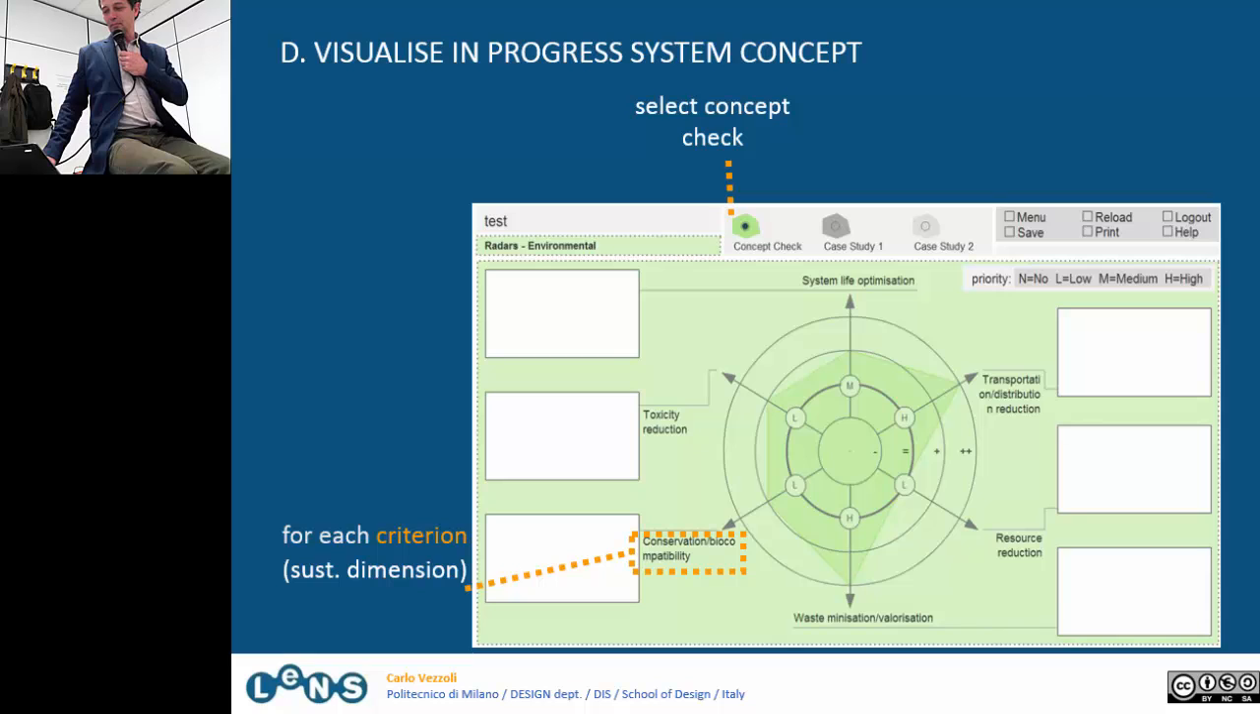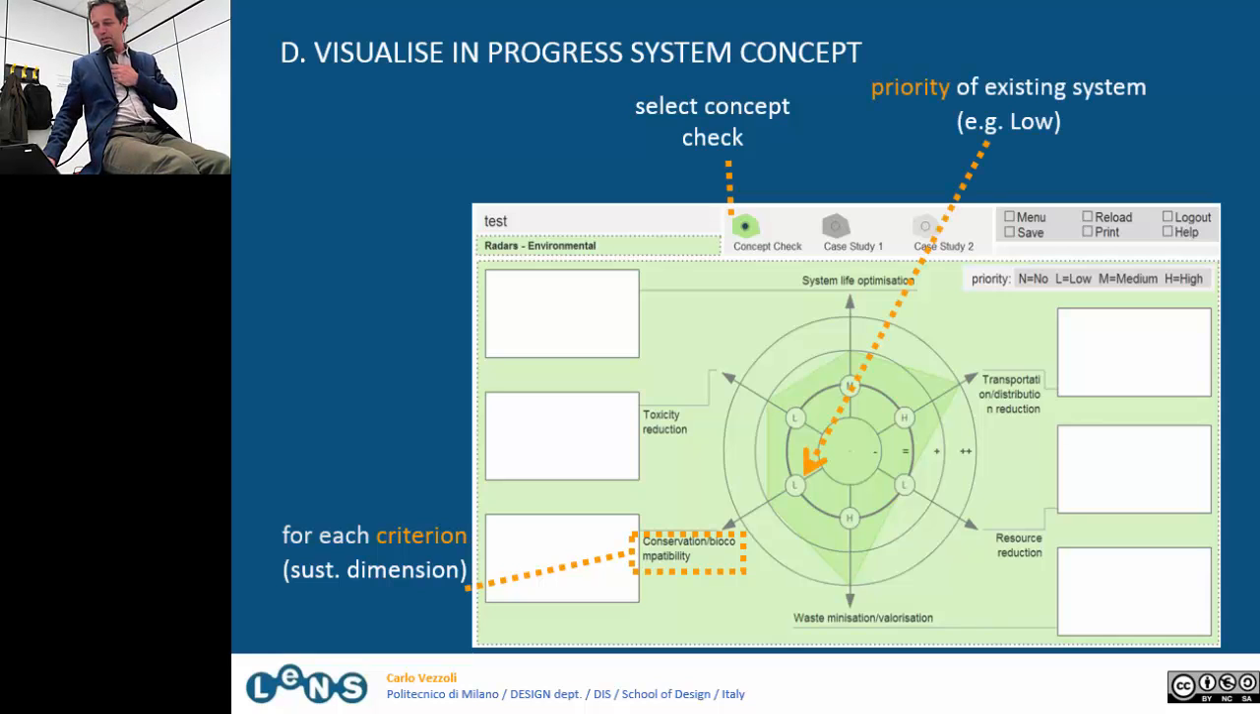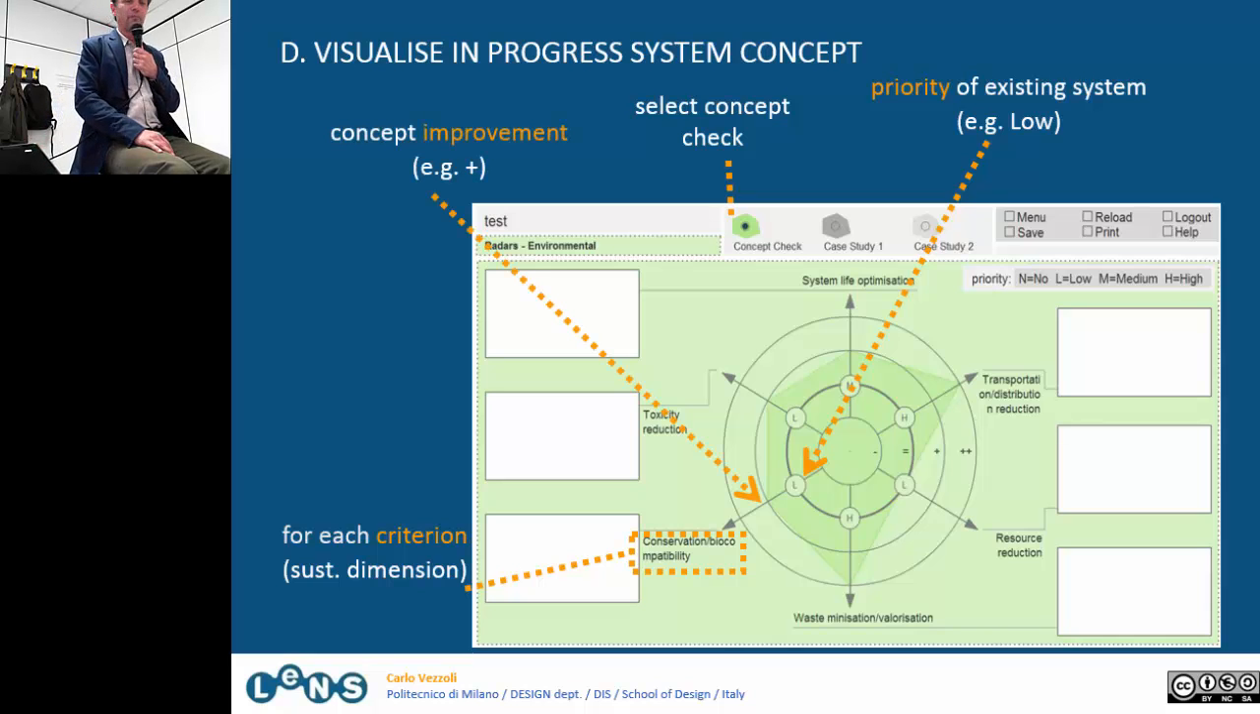a radical improvement. So for example here for conservation biocompatibility, you have a low priority. You will find the priority is highlighted because you have assessed before that your existing system for that criterion has a low priority. Okay, that you have to improve, but it's not really the one you have to have more concern about. And for that you have an incremental improvement.